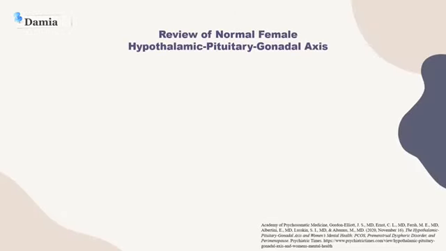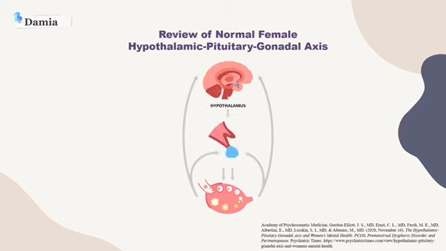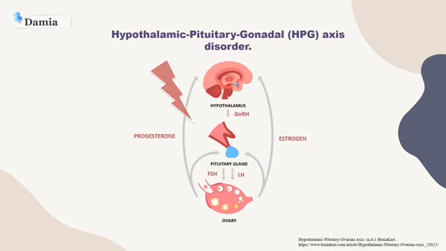Let's have a quick review on the hypothalamic-pituitary-gonadal axis. The hypothalamus secretes gonadotropin-releasing hormone, which prompts production and secretion of LH and FSH from the anterior pituitary gland, which stimulate the ovary to produce estrogen and progesterone. Disruption of any of this communication results in alteration of hormones, which can lead to ovulation disorder.